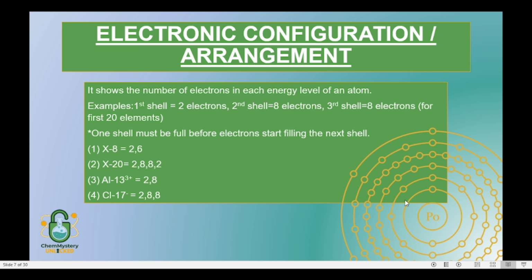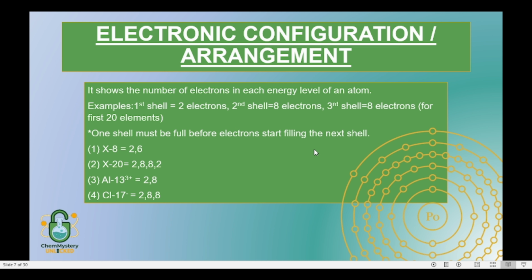Examples में हमारे पास सबसे पहली important चीज़ जो होती है, the first important thing is कि in the first shell there are 2 electrons, and in the second shell 8 electrons, third shell 8 electrons. For first 20 elements यही होता है हमारे पास. Okay, and the second thing is one shell must be full before electrons start filling the next shell. हमारे पास एक शेल पूरा completely fill होना चाहिए, फिर next shells पे हम लोग मूव करते हैं.